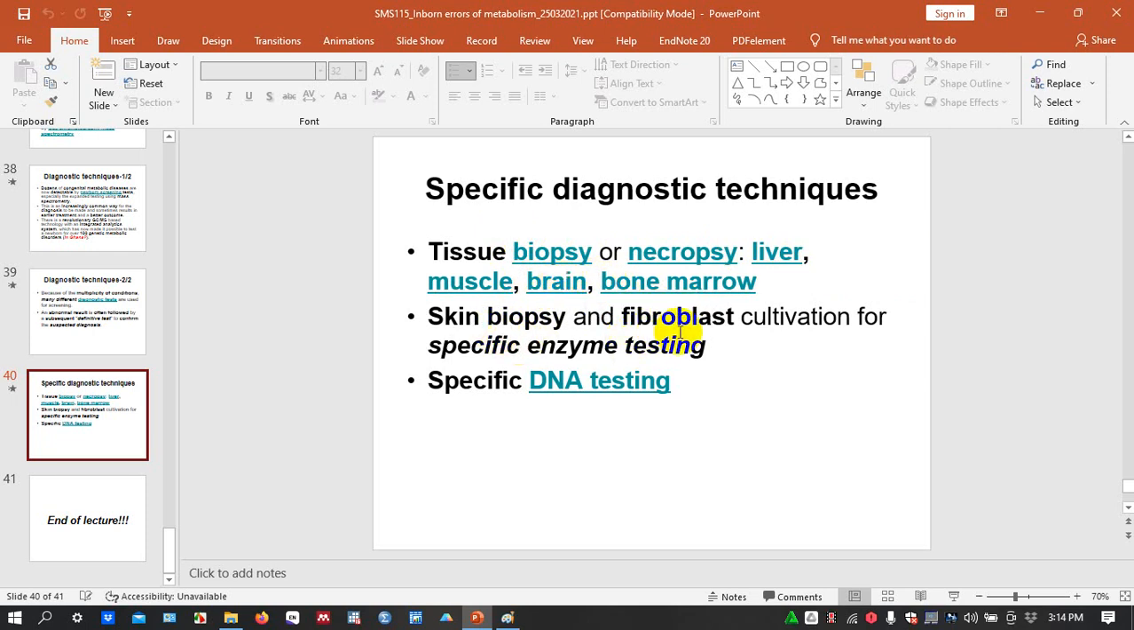Skin biopsy and fibroblast cultivation for specific enzyme testing. We can also do DNA testing.